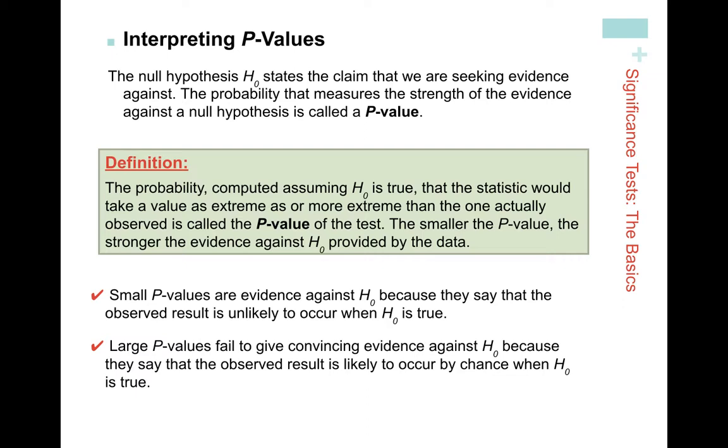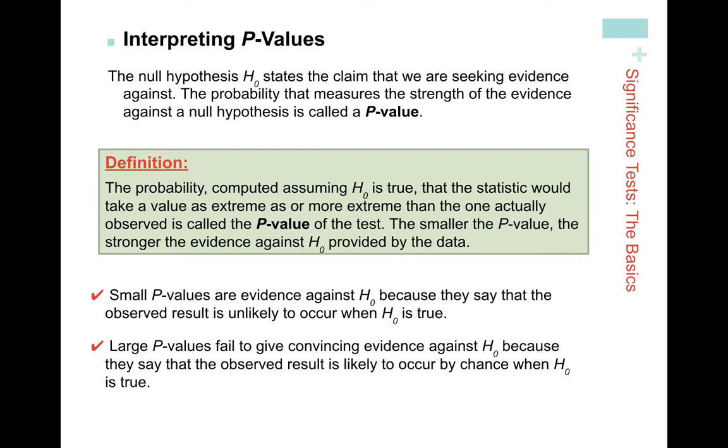Like if you get a p-value of 1%, that means that if H null is true, you would get a sample result of whatever your sample result is only 1% of the time. Okay, only 1% of the time. Okay, large p-values fail to give convincing evidence against H null.